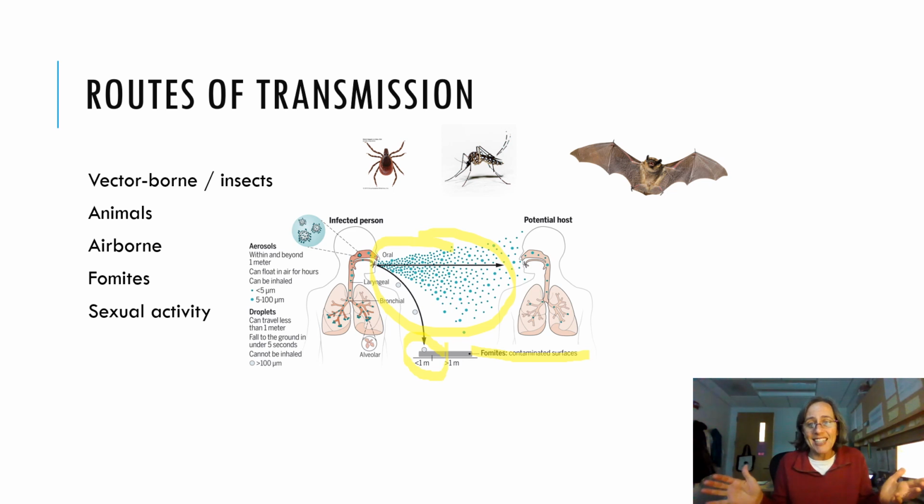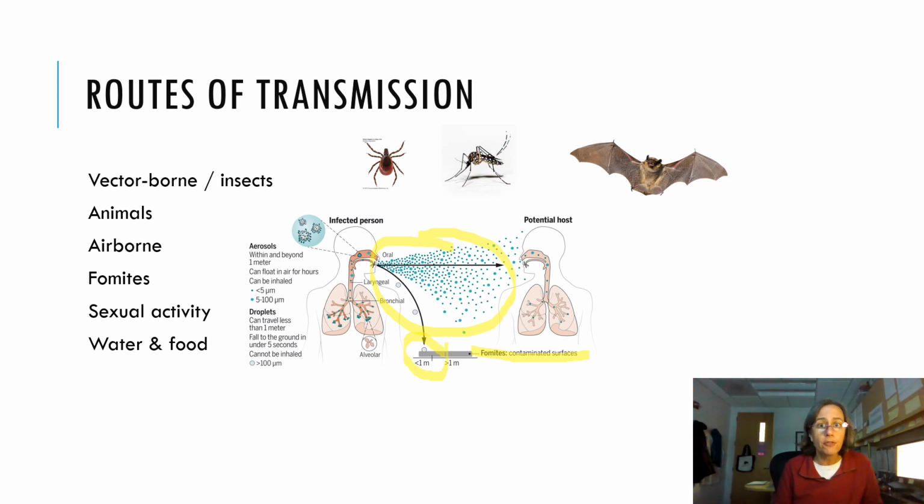Sexually transmitted infections. There are lots of different types of sexually transmitted infections. Some require different types of sexual activity to be transmitted from one person to another, things like chlamydia, gonorrhea, HIV, syphilis, right? You're getting up close and personal with somebody, and that can be a really great way to spread a germ from one person to another.